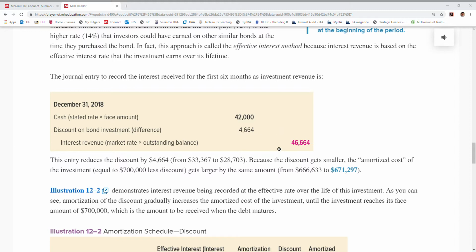So you can see that this discount makes up the difference between the true revenue and the cash received. If you go back to why that is going on, the investor bought at 666,633 and is getting 42,000 now. Since they're getting repaid 700,000 in the future, they're getting a boost of the difference. They're getting this 33,367 over the life of the loan, which turns out to be 4,664 for the first year.